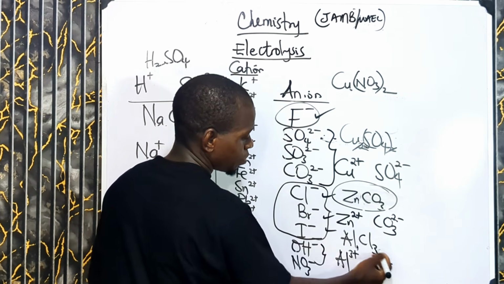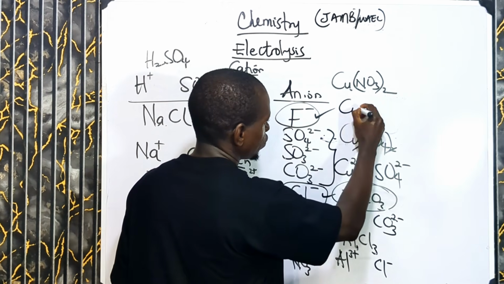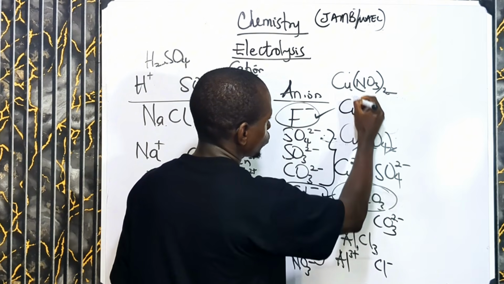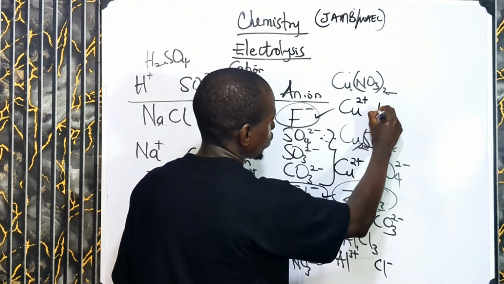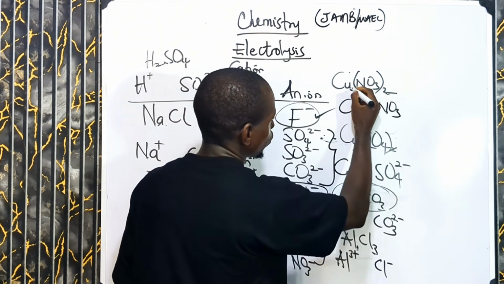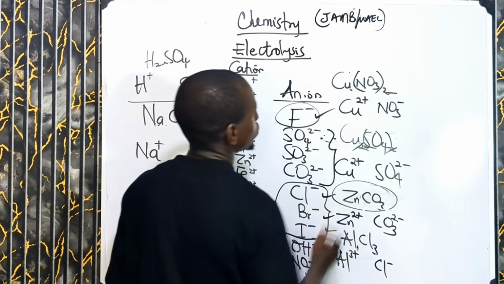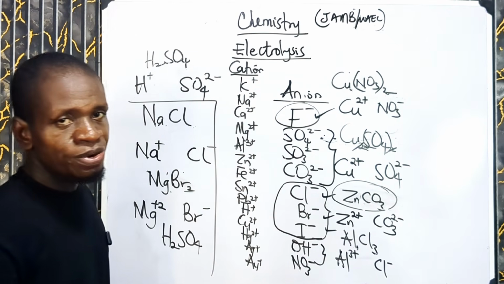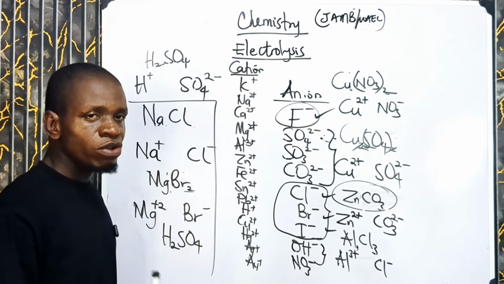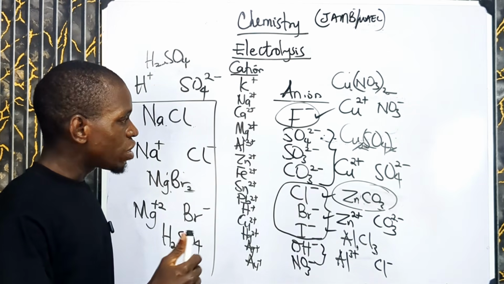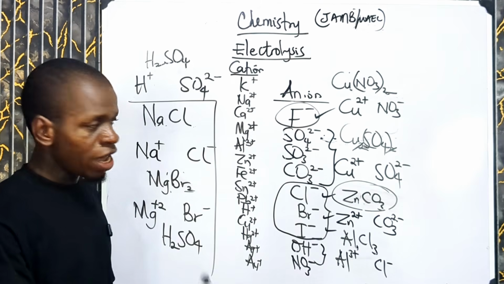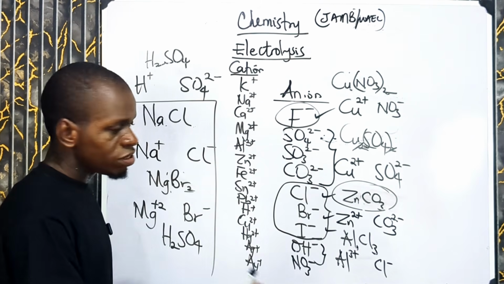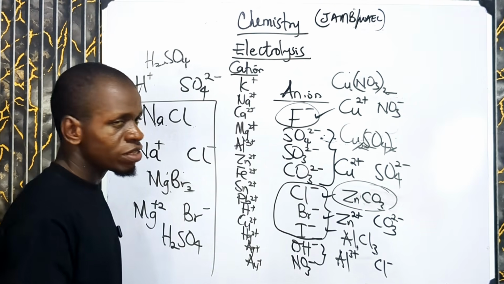So since I am not having 1 and 1 here as usual, what will I do now? I'll go by this method, which says, I will say Cu, this number will come on top. I will say 2 plus. Then I will now write NO3. What number am I having here? 1. I will write minus. So that is exactly how to decompose or break compounds, or change your compound into its ions. That is exactly how to do that.